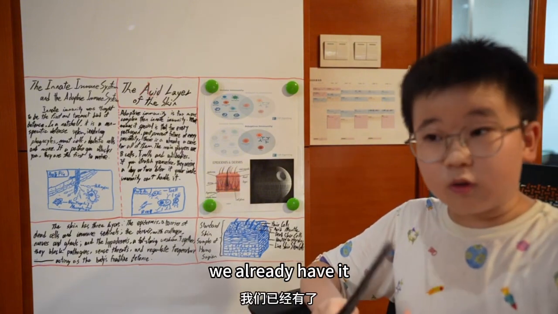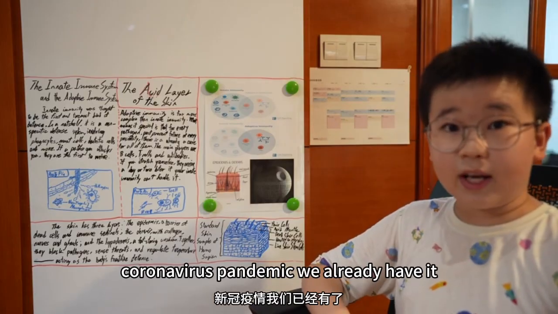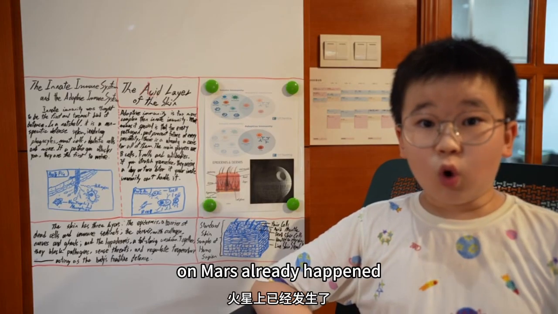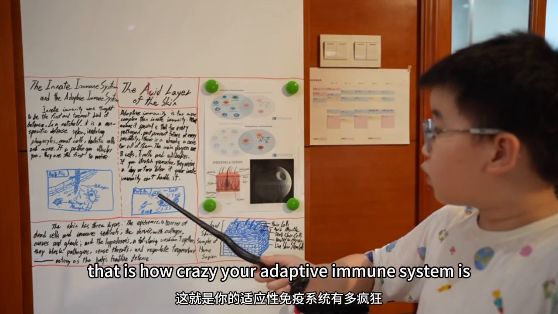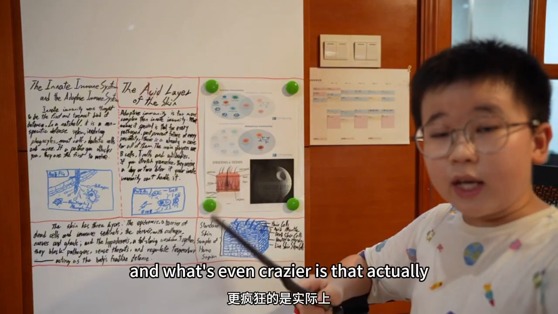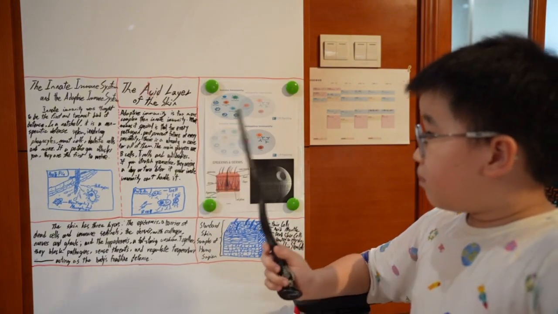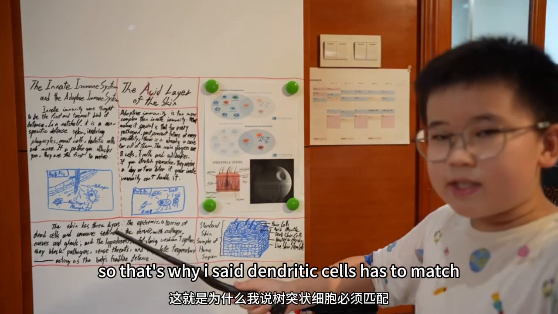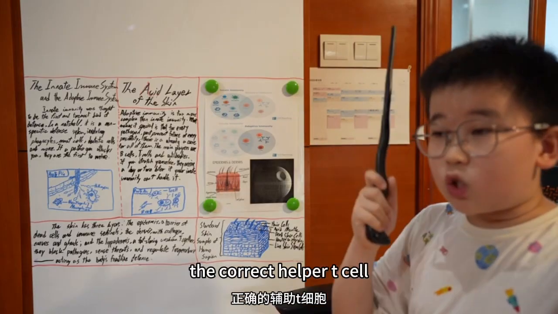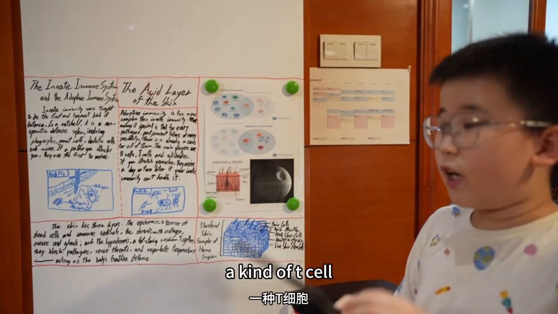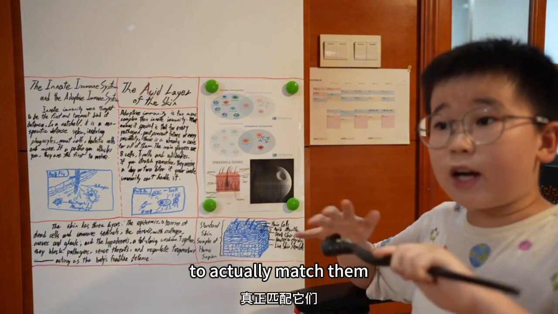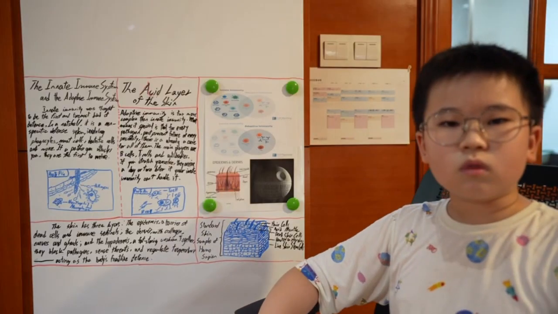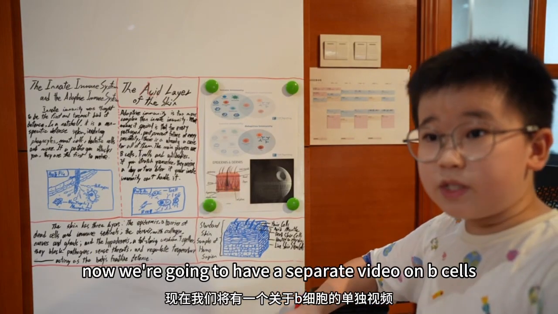The Black Death plague, we already have it. Coronavirus pandemic, we already have it. Future plague or future fungal infection on Mars, already have it. That is how crazy your adaptive immune system is. And what's even crazier is that B cells and T cells all have, again, exact replications. So that's why I said dendritic cells have to match the correct helper T cell, a kind of T cell, to actually match them. After that, the helper T cell can go on to activate more of them, the B cells. Now, we're going to have a separate video on B cells and T cells.